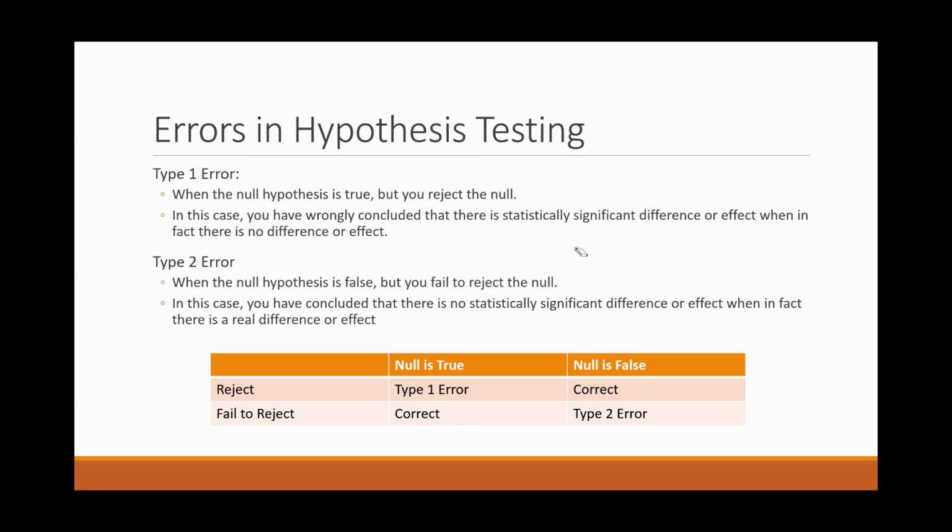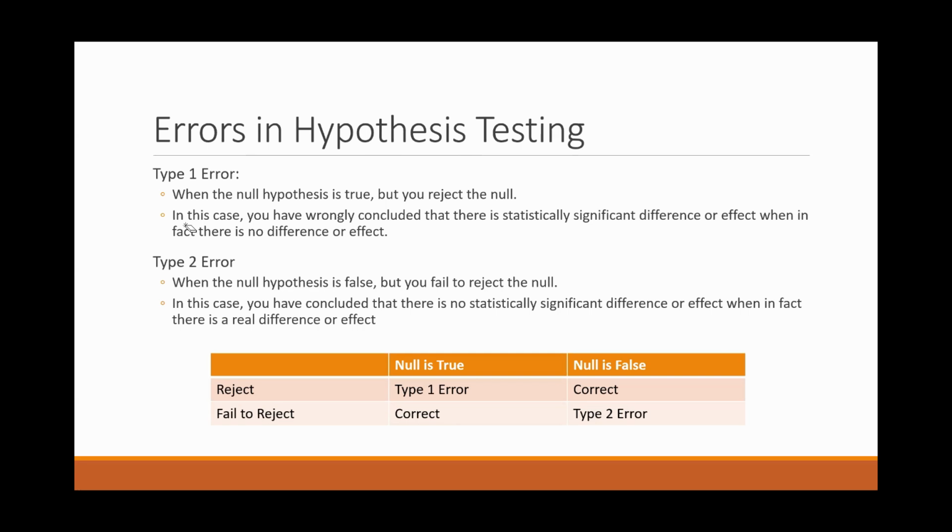Type 1 error is when the null hypothesis is true, but we reject it. That is a type 1 error. If, in fact, the null hypothesis is true, but we reject it, we are committing a type 1 error. So in this case, we have wrongly concluded that there is a statistically significant difference or effect or whatever it is we're trying to measure, when in fact that is not the case. That is a type 1 error.